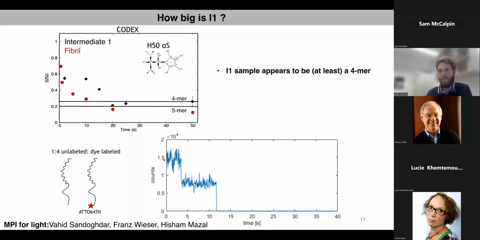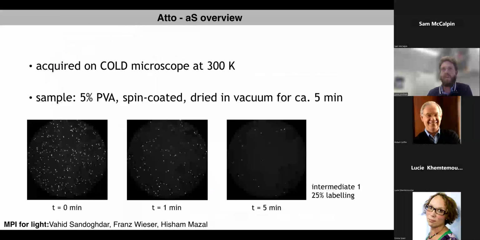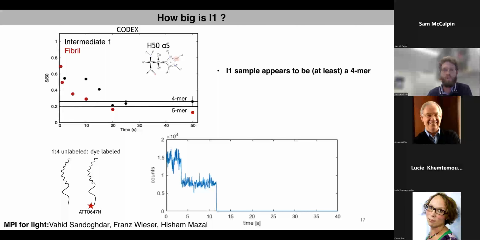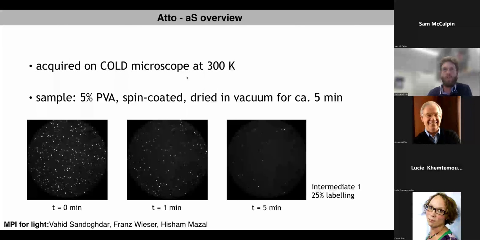The first way of doing this is to look at bleaching of the dye and to see how many bleaching steps occur. In the example that you see here for the bleaching data, 2 steps occur, and it's possible to count how many steps occur and thereby infer the number of labeled dyes in that particular oligomer. And the second is to use their method called cold. First, I'll just show you an overview of how some of this data looks.